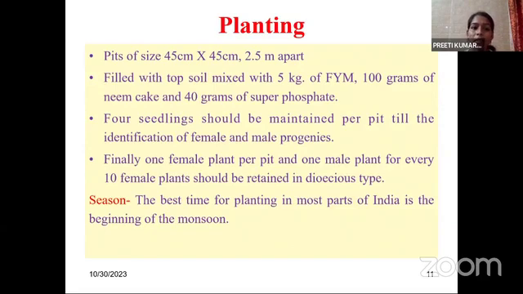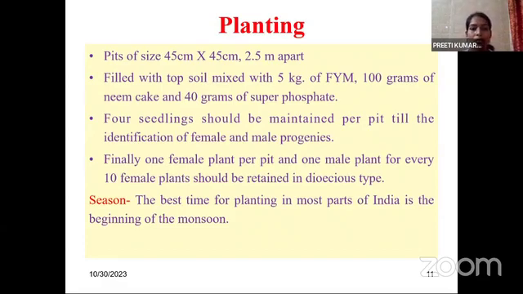So the planting space, the pit where we plant the seedlings, is 45 by 45, and the pits should be 2.5 meters apart, filled with topsoil mixed with 5 kg of FYM, 100 grams of neem cake and 40 grams of superphosphate. So these are the basic nutrition requirements when we do the planting.